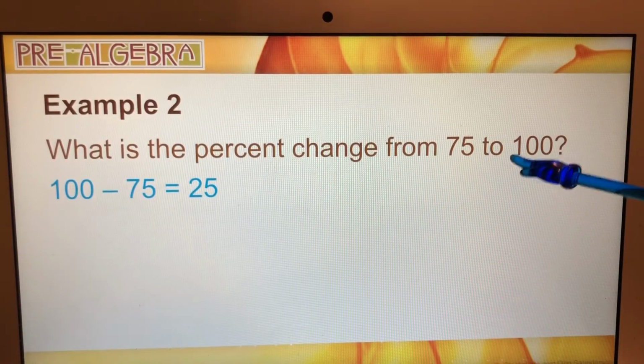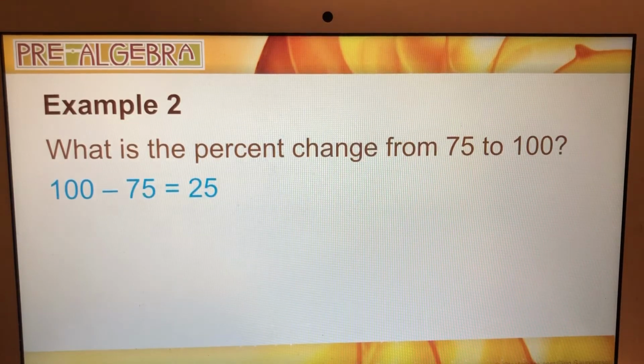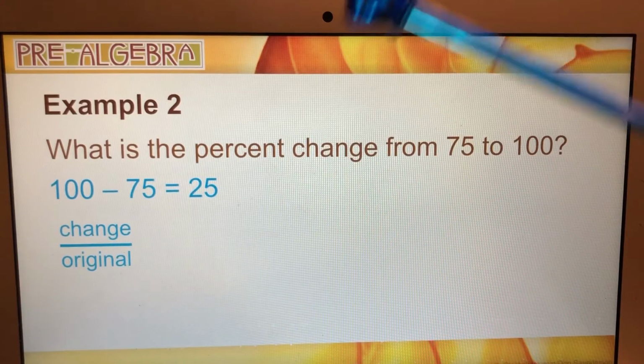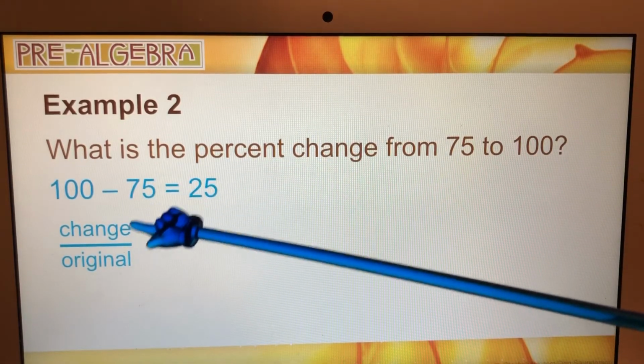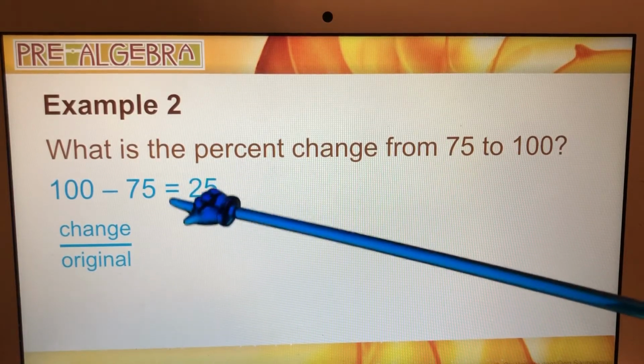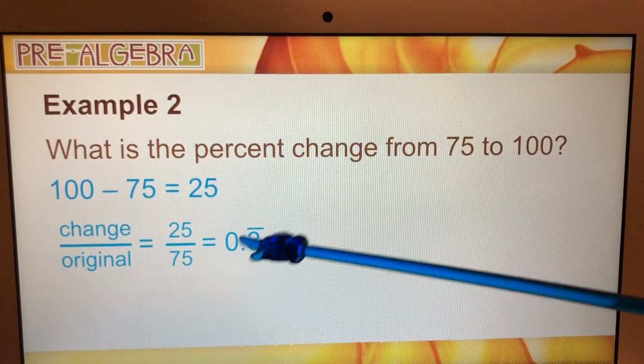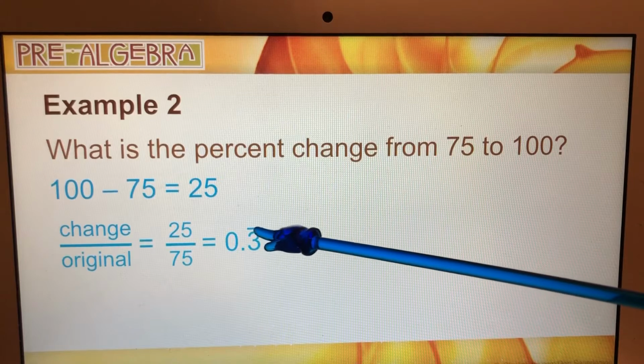Because 75 to 100. So I'm going to subtract the two numbers, 100 minus 75, and that gives us 25. And so now I'm going to divide the change by the original. The change is 25, the original is 75. And then I get 0.3 repeating.